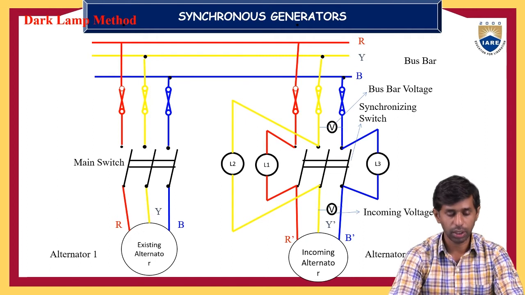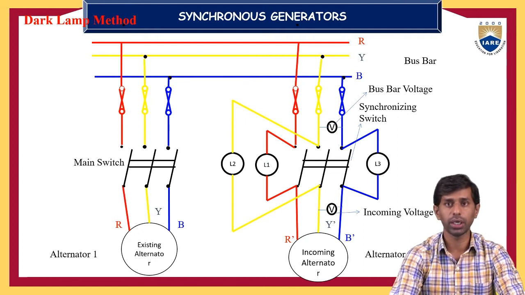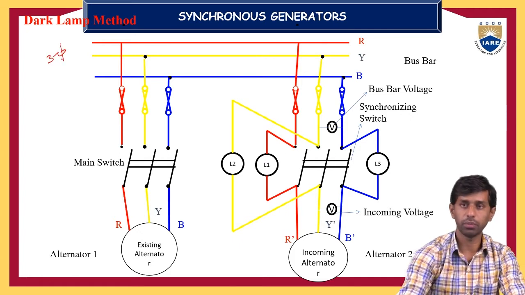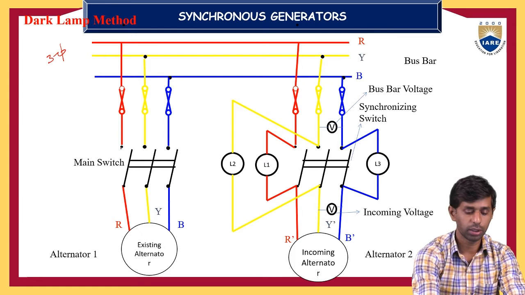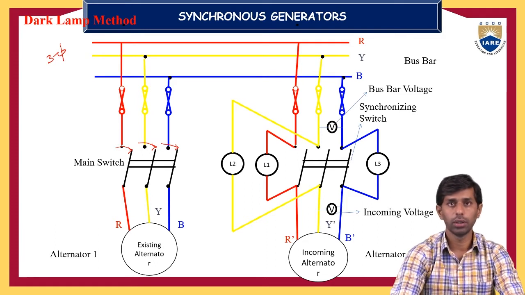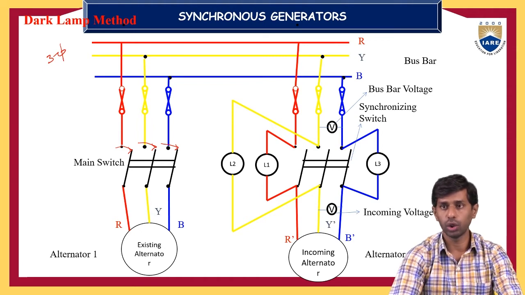In this figure I'm clearly showing one alternator, the existing alternator, which is already connected to the bus bar. It is a three-phase bus bar system, RYB phase sequence, connected to the alternator which is already running. This main switch is already closed. It is an existing alternator, right? So I'm using the dark lamp method for synchronizing the new alternator, alternator number 2, in parallel with the existing alternator 1, or in parallel with the bus bar system.